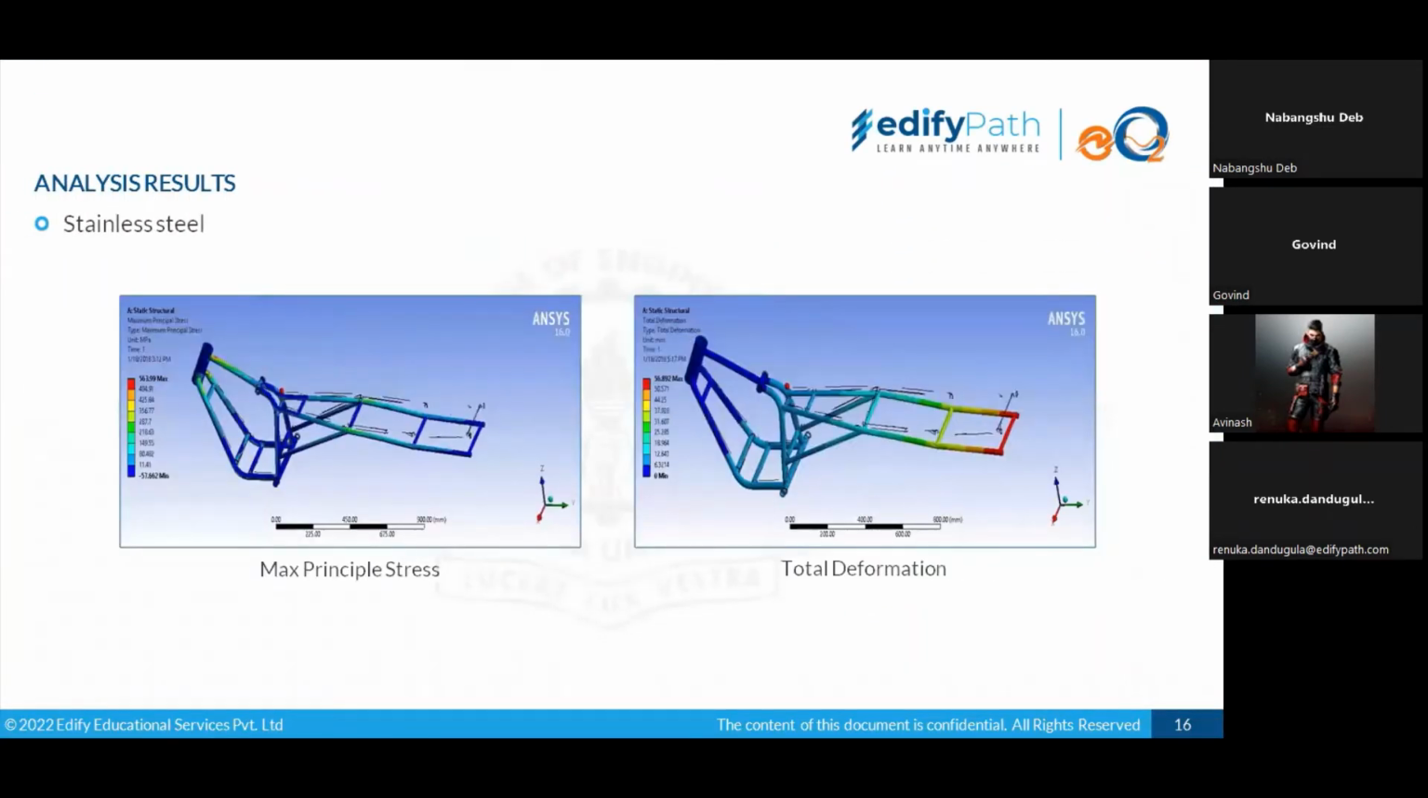Again, initially we spoke about a few materials. Now we are trying to see what the results are on applying stress, through the simulations that have been done on a stainless steel frame. We have done a simulation with the help of ANSYS software. The first one is for maximum principal stress, and the second is for total deformation.